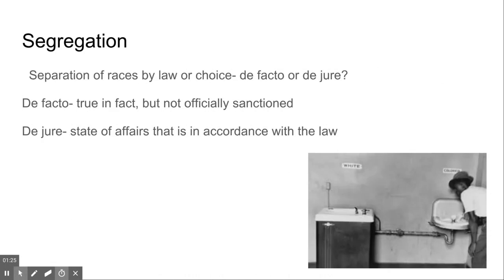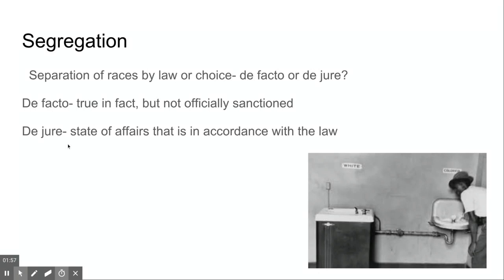Segregation is when you separate races. Now, there are two types we're going to focus on in this unit, one more than the other. The two types are de facto and de jure. De facto is when you have segregation that is true in fact, but not officially sanctioned or required by law. De facto segregation could be segregation by choice. People of the same race choosing to sit together at a lunch table. People of the same race choosing to live in the same neighborhood. De facto segregation is not illegal.